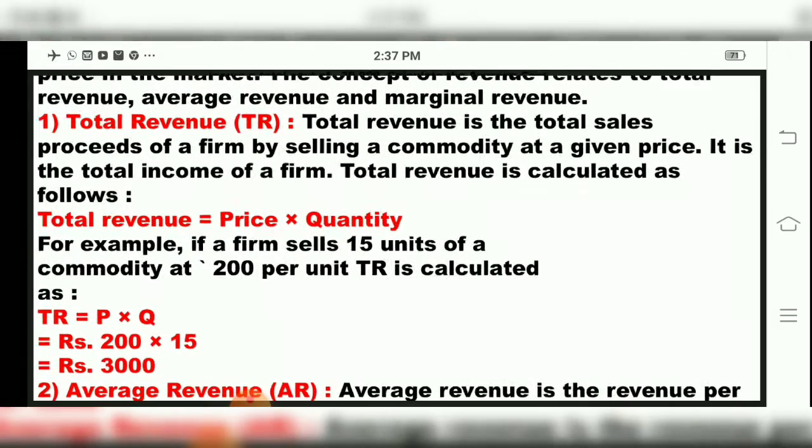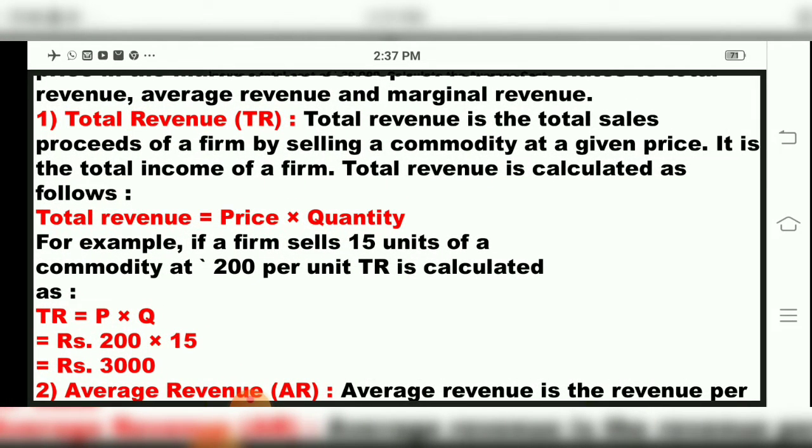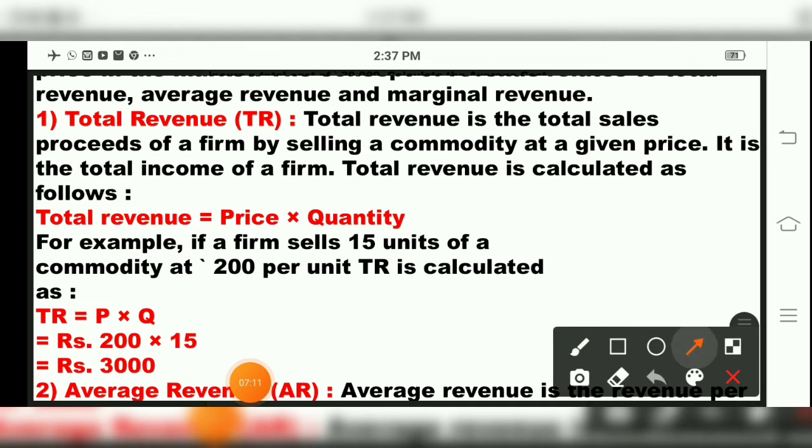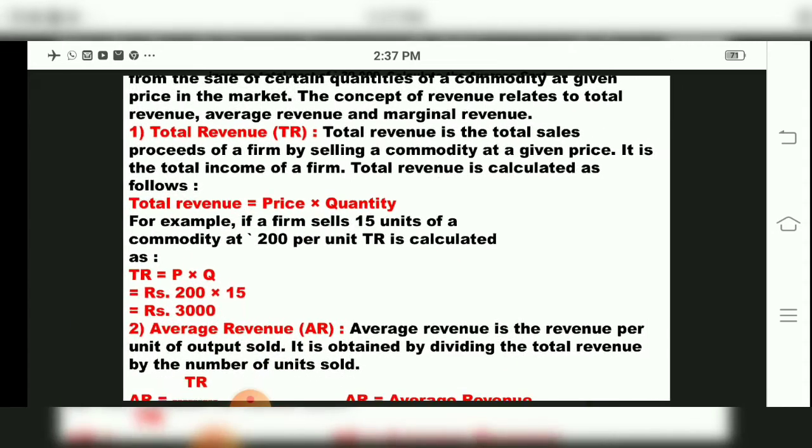So what is the price of the commodity over here? 200 per unit. So 200, children, multiplied by 15. It is rupees 3000 you get as total revenue. Price multiplied by quantity, so you get TR as 3000 from the previous example.